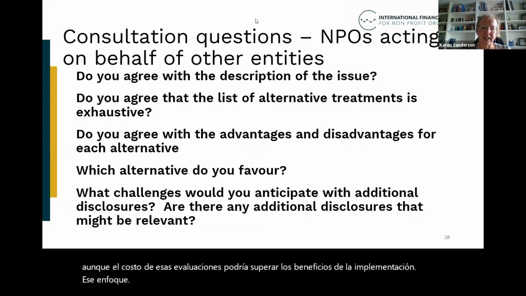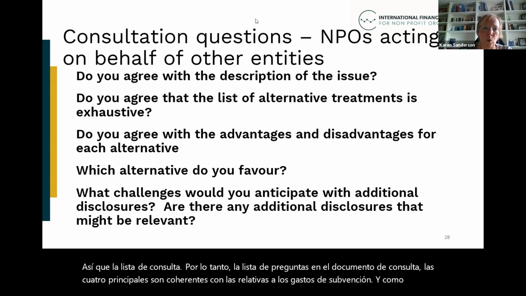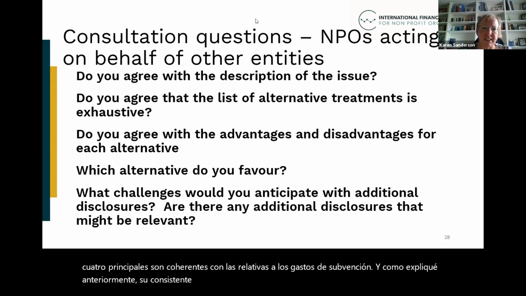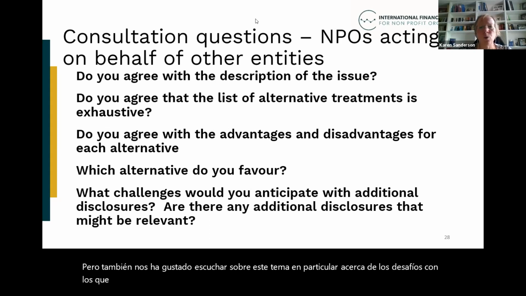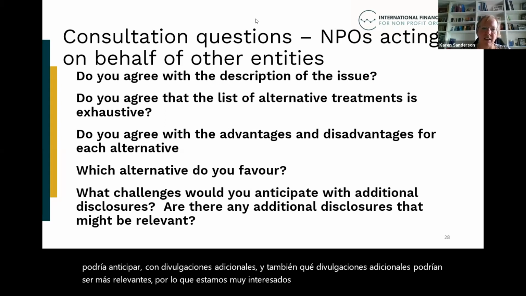So on the list of questions in the consultation paper, the top 4 are consistent with the ones on grant expenses, and as I explained earlier, they're consistent across all of the issues that are set out in part 2. But we'd also like to hear on this particular issue about challenges that you might anticipate with additional disclosures, and also what additional disclosures might be most relevant. And so we're really keen to hear views about that we can factor into our thinking going forward.